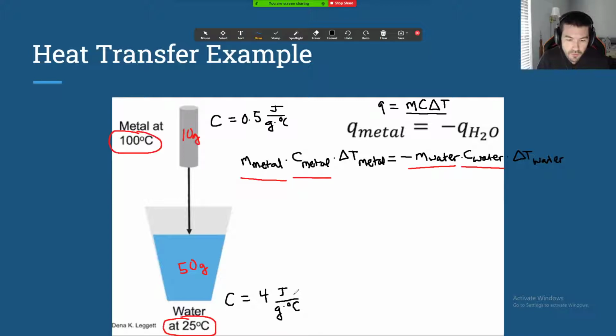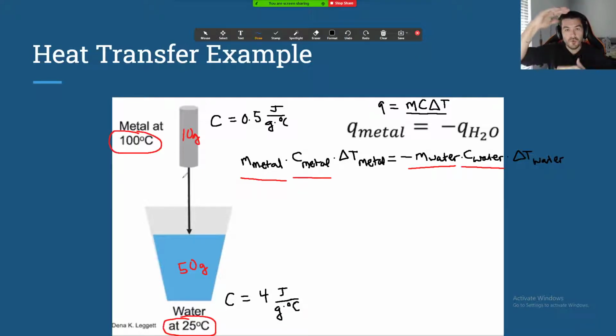First of all, a little bit of a review about heat capacities. Water takes much more energy to heat up a gram of water by 1 degree Celsius. It takes 4 joules of energy to heat up 1 gram of water by 1 degree Celsius. It only takes half of a joule to heat up 1 gram of metal by 1 degree Celsius. What that means is that the water is better at resisting the temperature change than the metal is.